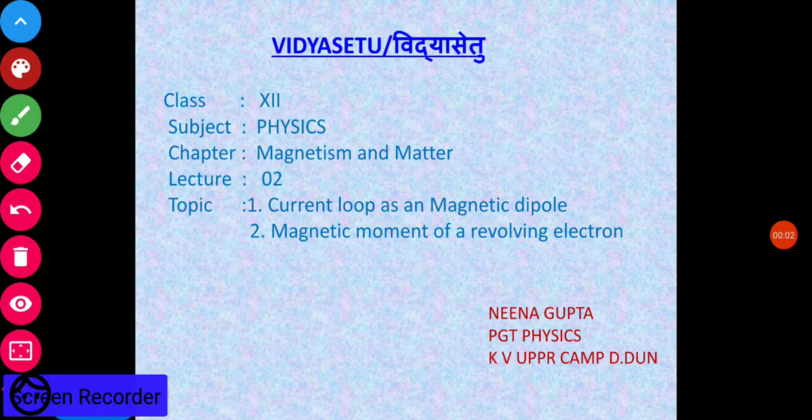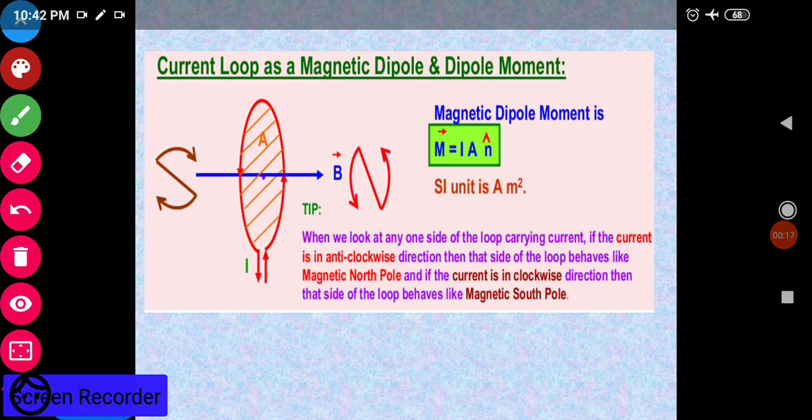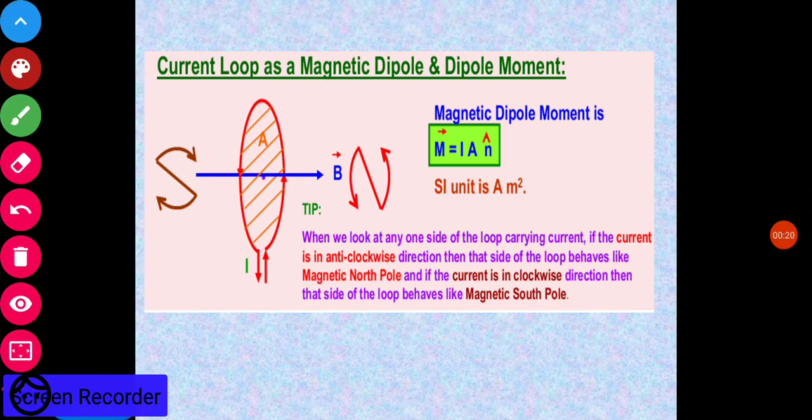Good morning to all. Today in this video, I am covering the topic current loop as a magnetic dipole, magnetic moment of a revolving electron. So let us start. The current loop as a magnetic dipole and its dipole moment.